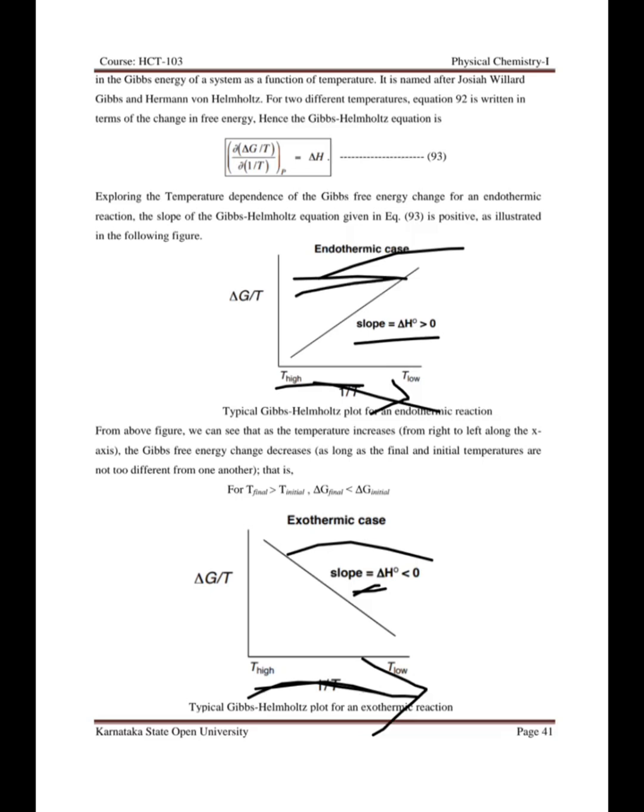With respect to exothermic, it is a chemical reaction in which the reaction releases energy. So that is delta H naught less than 0. These are the two plots.